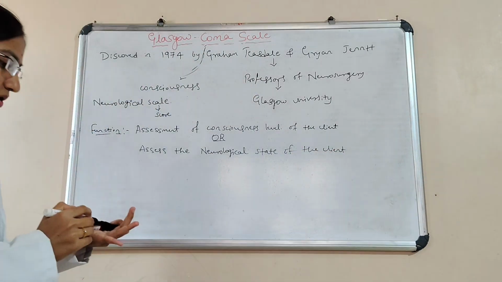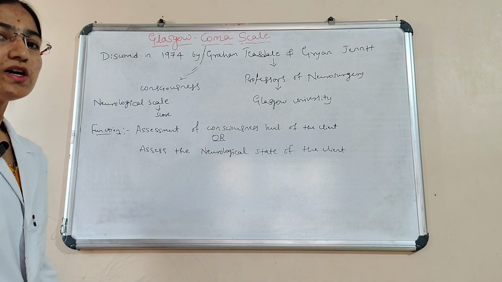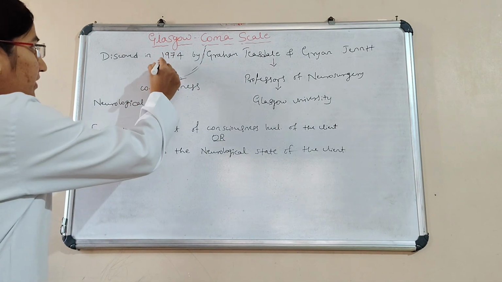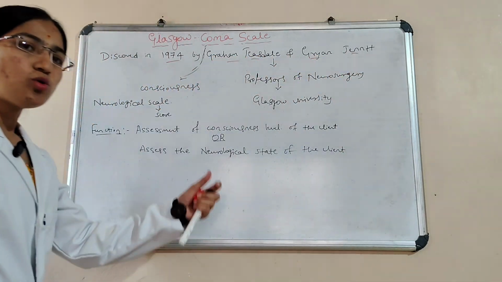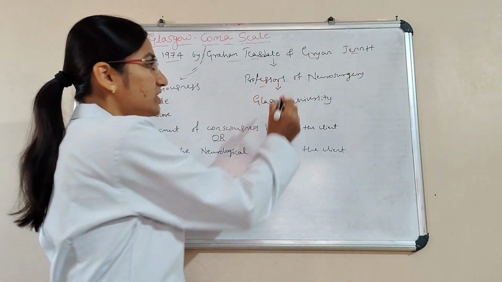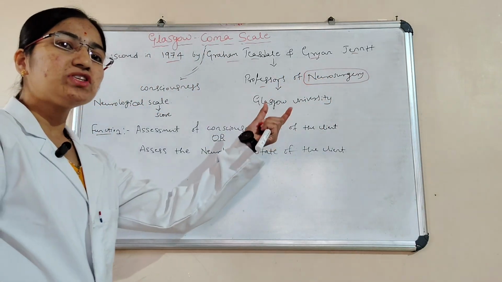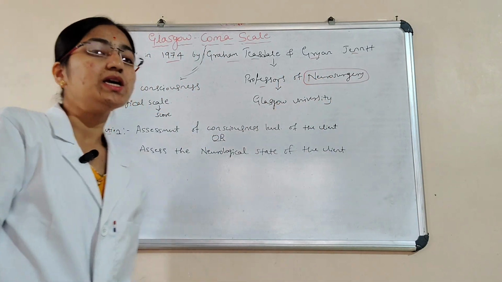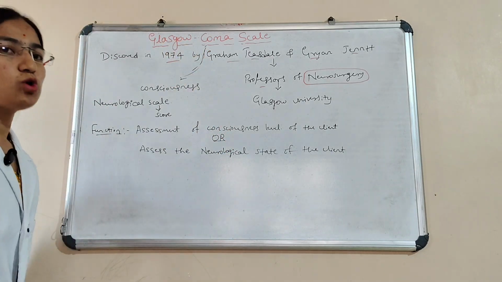This Glasgow Coma Scale was discovered in the year 1974 by Graham Teasdale and Graham Jennett. These two members are professors of neurosurgery in Glasgow University. That's why it is called by that name, Glasgow Coma Scale.